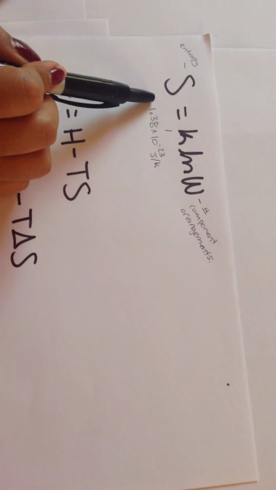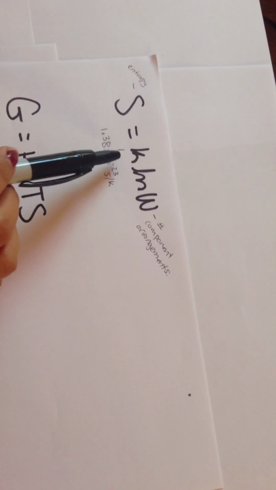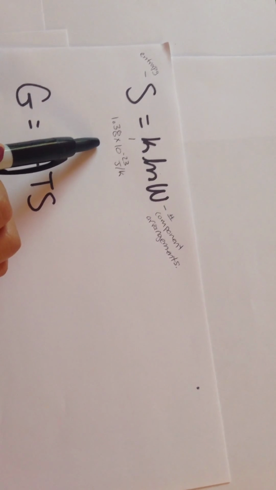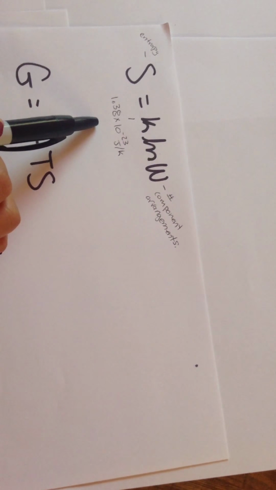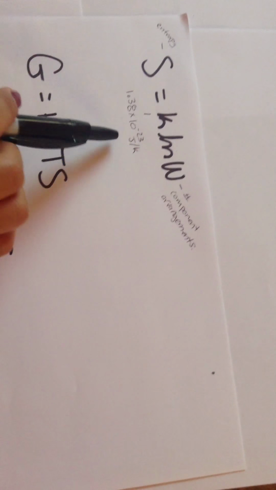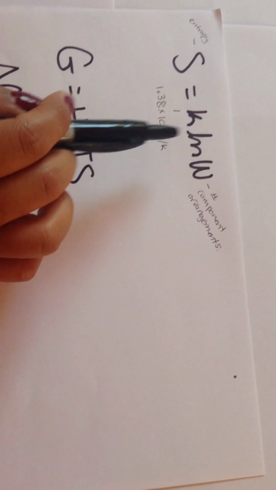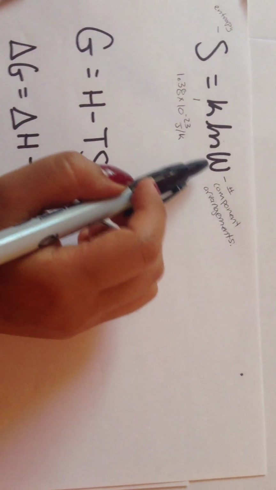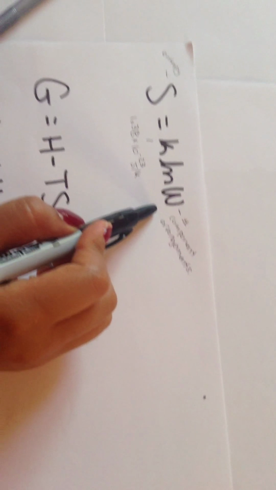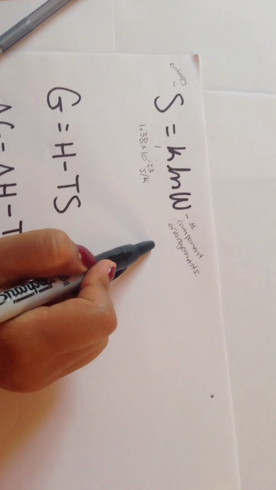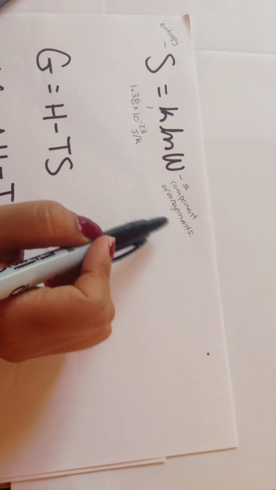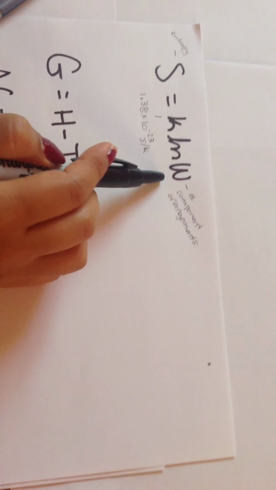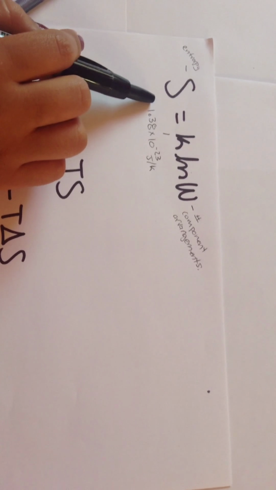So S stands for entropy. k in this expression is Boltzmann's constant, which is the gas constant divided by Avogadro's number, which gives us 1.38 times 10 to the negative 23 J per Kelvin. W represents the number of similar ways to arrange the components of the system. So as W increases, entropy increases as well.